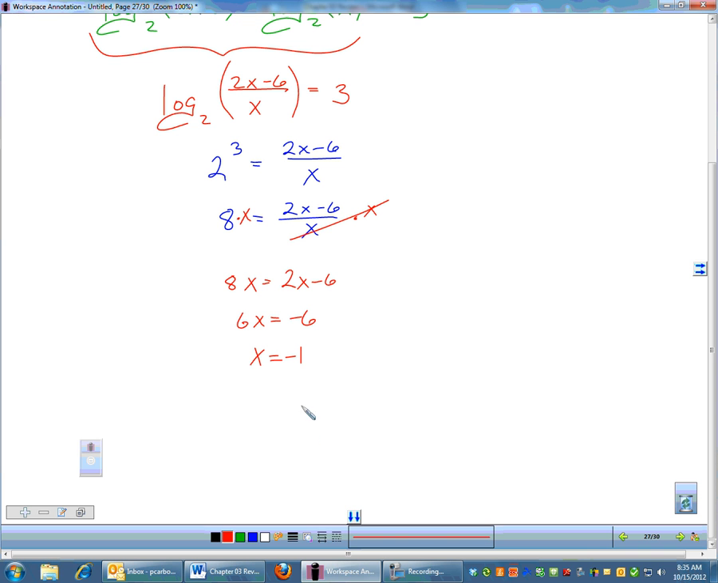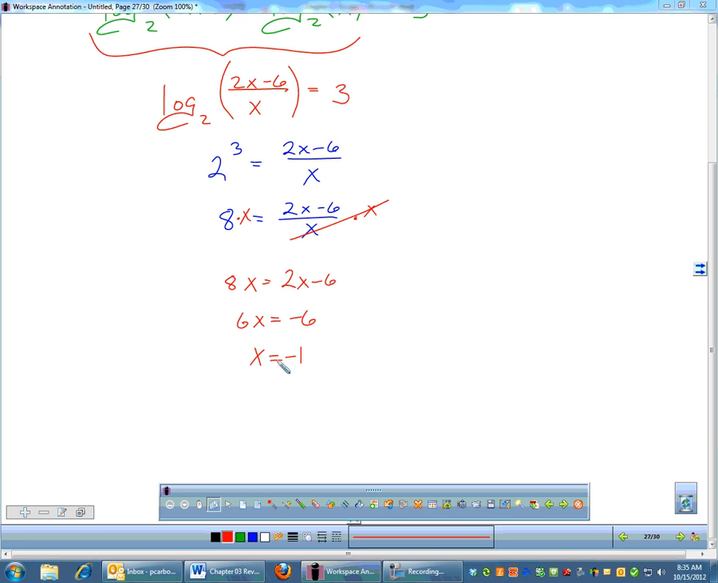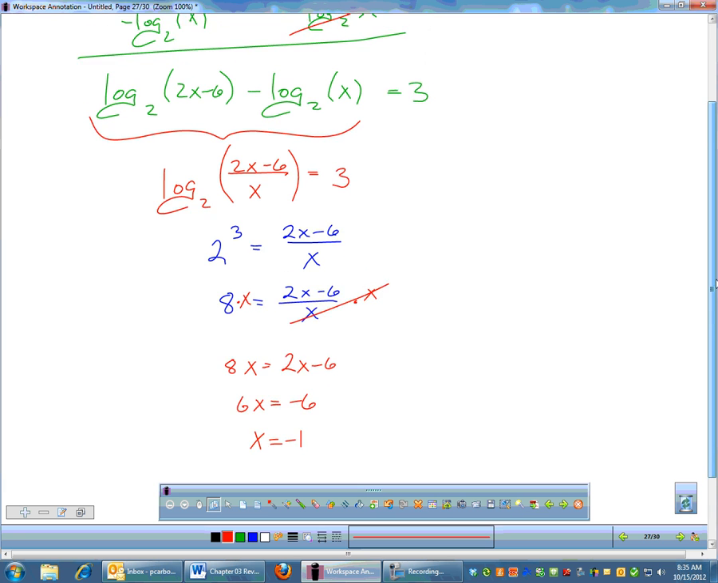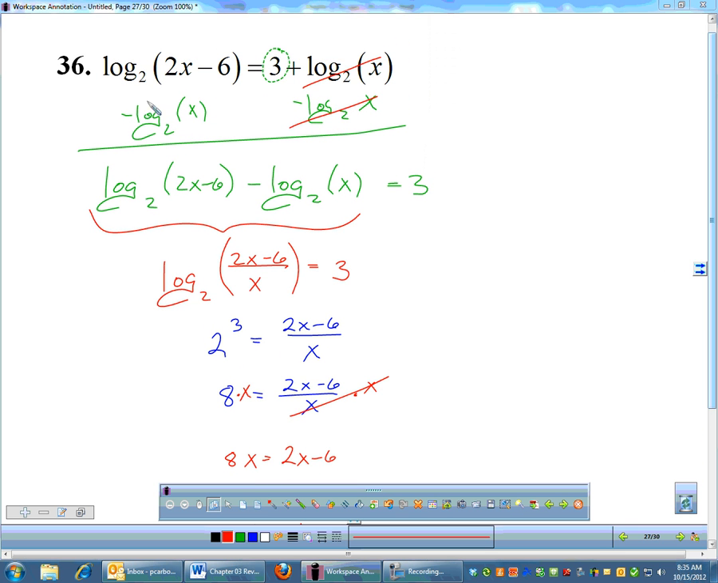Now a negative number kind of makes me worried here because you cannot take logs of a negative. So let's see if I can plug negative 1 in for x. Let's see. 2 times negative 1 is negative 2, minus 6. That's negative 8. Also, log base 2 of, if I plug in negative 1 for x, I have log of a negative number.